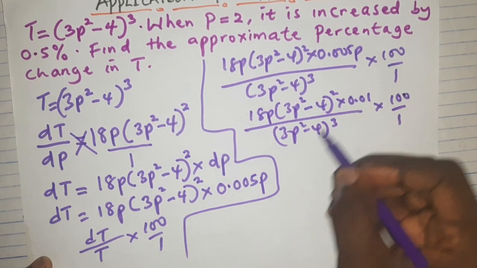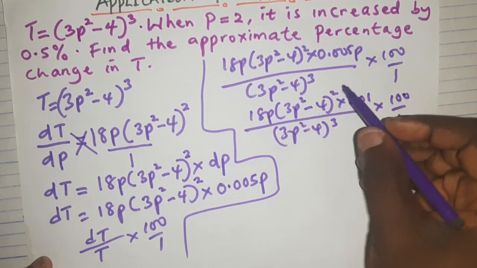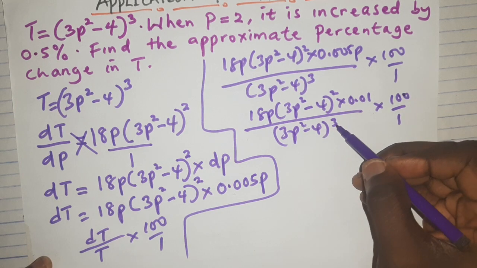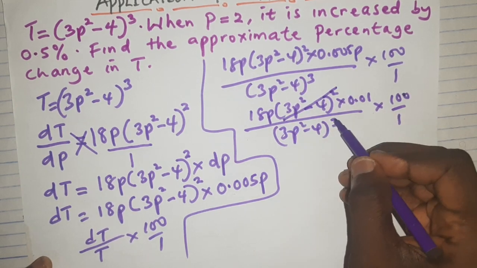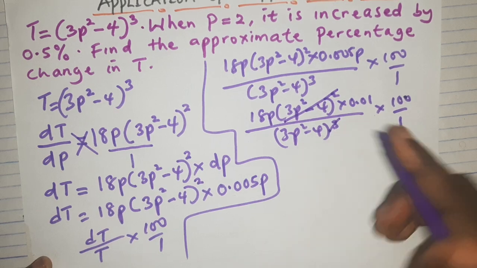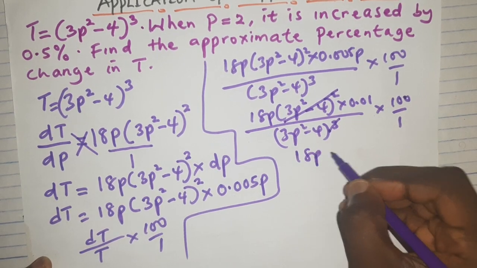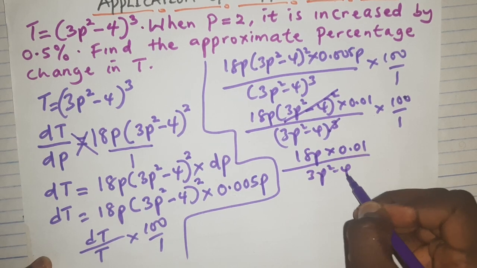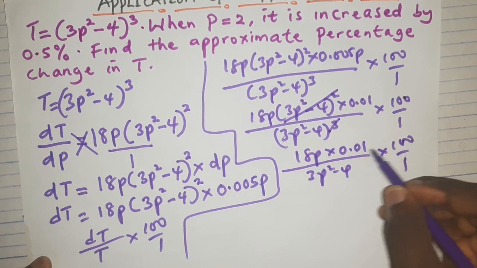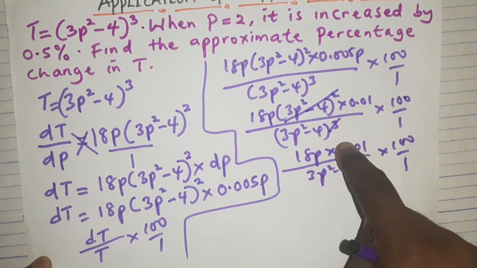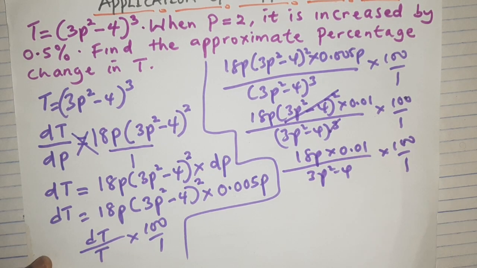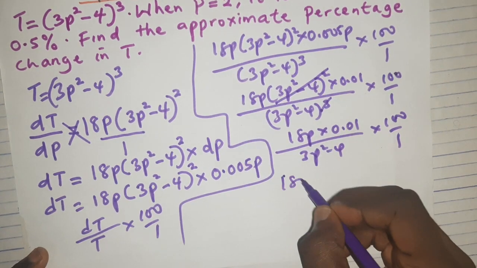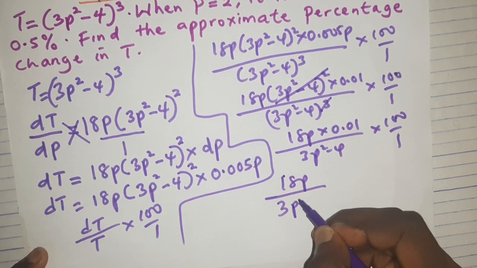So I have this the same. So this is 3p squared minus 4 raised power 2, and this is 3p squared minus 4 raised power 3. So this cancels 2 out of this, remaining 1 of this. And I now have 18p times 0.01 over just 3p squared minus 4 times 100 over 1. So this times this times this. First of all, this times this gives me just 1 times 18p. So I just have 18p left. 18p over 3p squared minus 4.